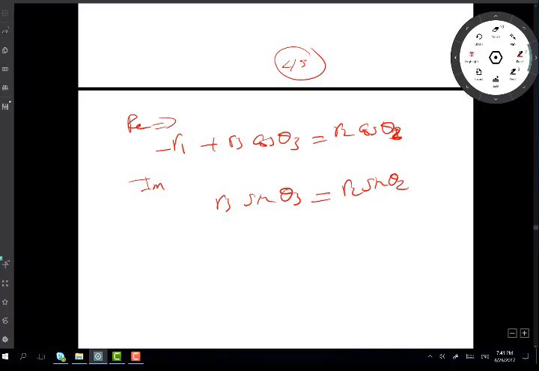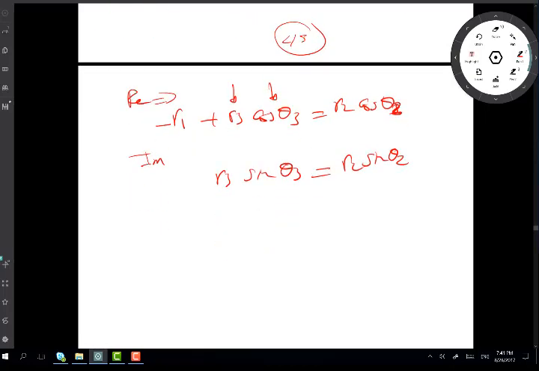My unknowns are R3 and θ3, those are my two unknowns. And I have one loop closure equation that gives me two scalar equations I can solve together. So I can rearrange, moving R1 to the other side of the scalar equation. So R3 cosine θ3 will be equal to R2 cosine θ2 plus R1.